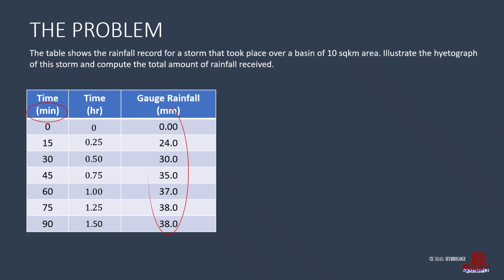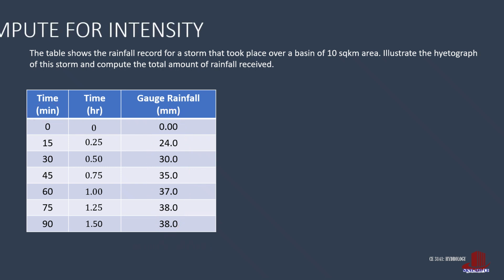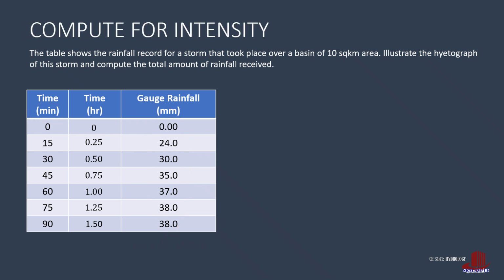Moving on to the gauge rainfall. Notice that the figures are increasing from 0 to 38 mm. This shows that the recorded gauge rainfall is the accumulated rainfall and not the rainfall in intervals. The interpretation of the data leads us to which columns to have in the extended table.